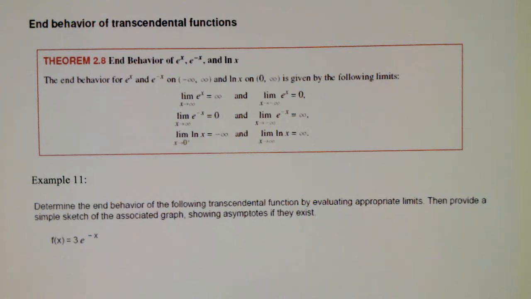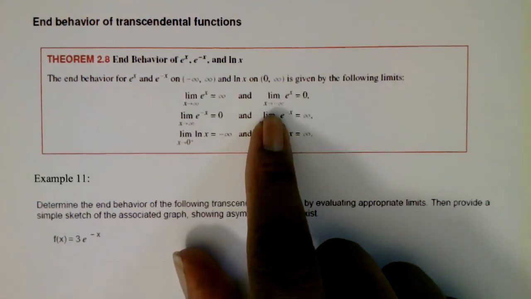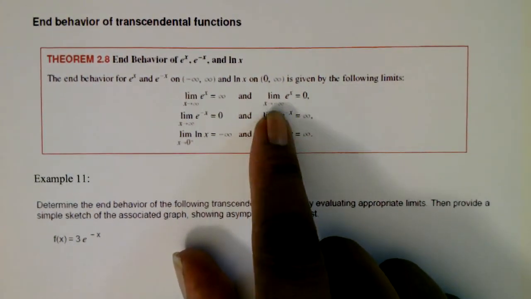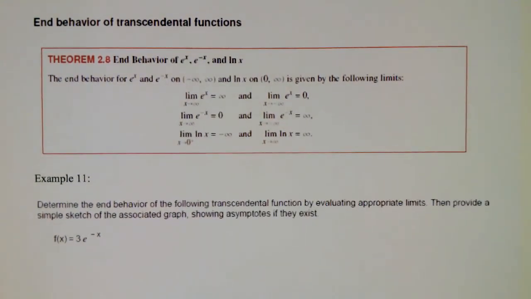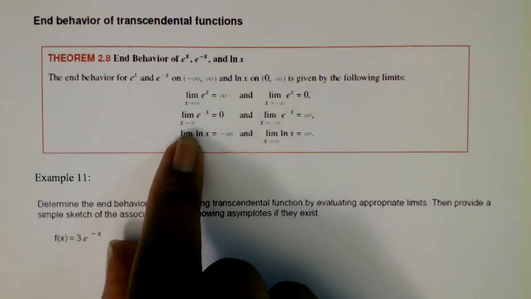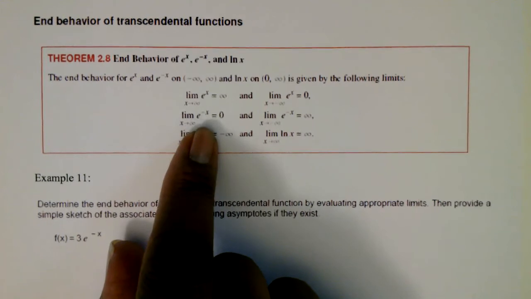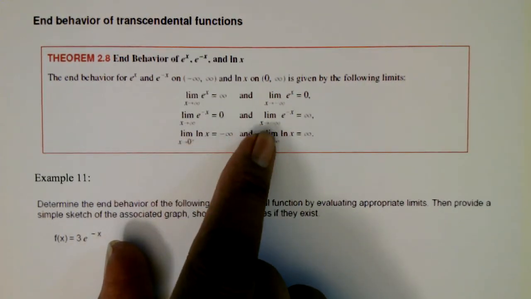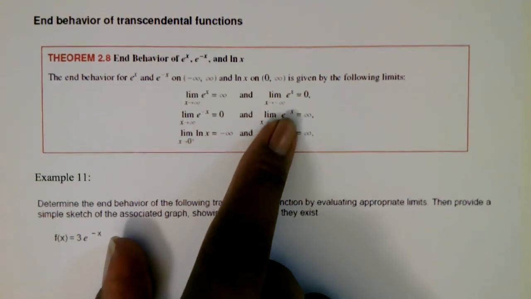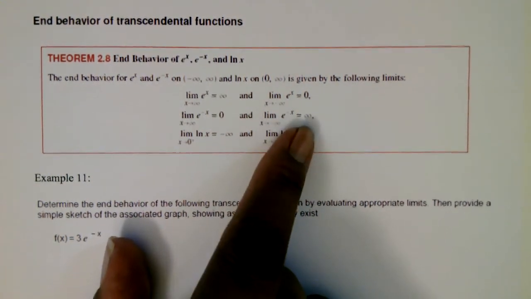And it is given by the following limits. Here the limit as x approaches infinity of e to the x is going to be equal to infinity, and the limit as x approaches negative infinity of e to the x is 0. And then the next line, the limit as x approaches infinity of e to the negative x, that's going to be going to 0. And for the limit as x approaches negative infinity of e to the negative x, that would go to infinity.